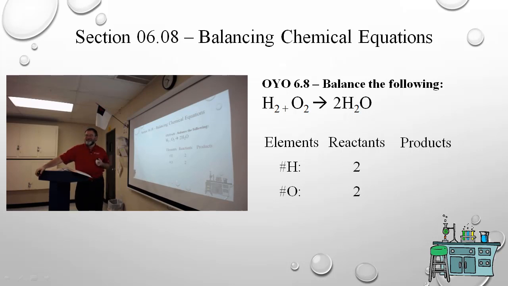You got 4 hydrogen. Okay, so we've got 2 sets of 2, which is 4, and you got 2 sets of 1 for oxygen, which is 2. Okay. Is it balanced? It's not balanced. Okay, next.